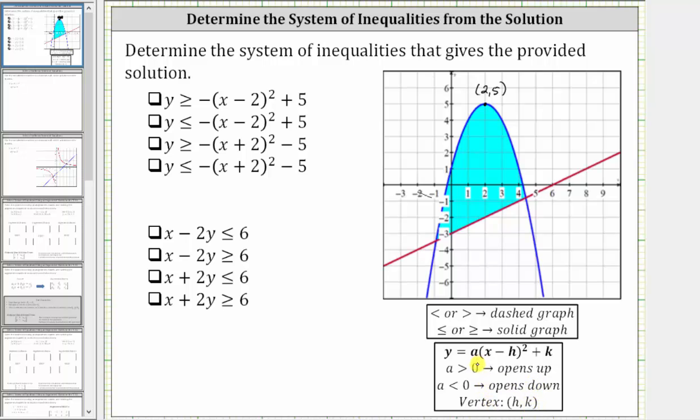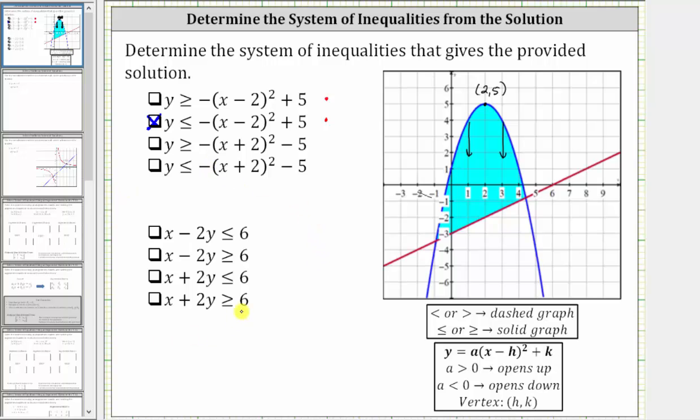So we know a has to be negative, and because the vertex is (2, 5), the inequality must be in the form of the quantity x minus 2 squared plus 5, which limits us to these first two inequalities. Notice how for the other two inequalities, the vertex would be (negative 2, negative 5), which is not the vertex. And now because the region is shaded below the parabola, the correct inequality must be y is less than or equal to the opposite of the quantity x minus 2 squared plus 5. So the second inequality must be one of the inequalities in the system of inequalities.